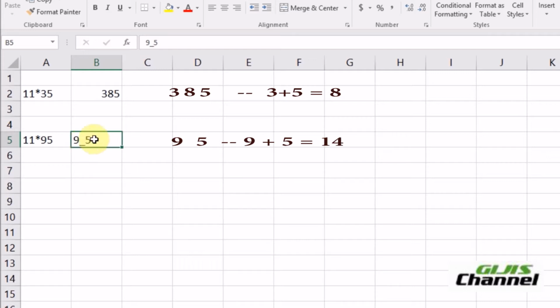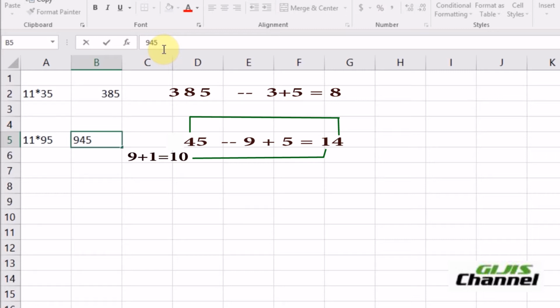So if it adds up to a two-digit number, what do we need to do? Right now, the number when you add it is 9 plus 5, equal to 14. So I'm going to write 4 there, and the remainder 1, I am going to add to the 9. So that is 1045. I will show you one more example.